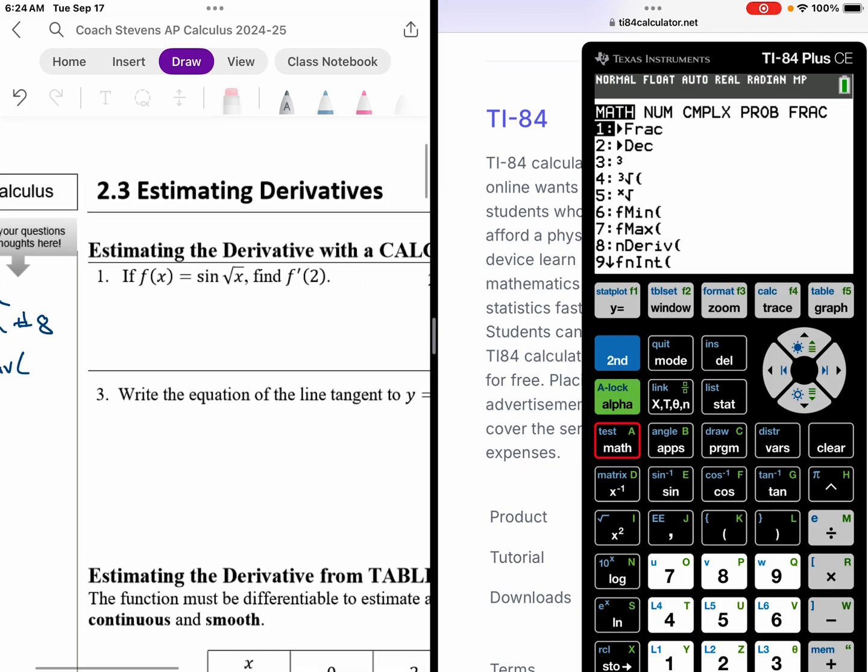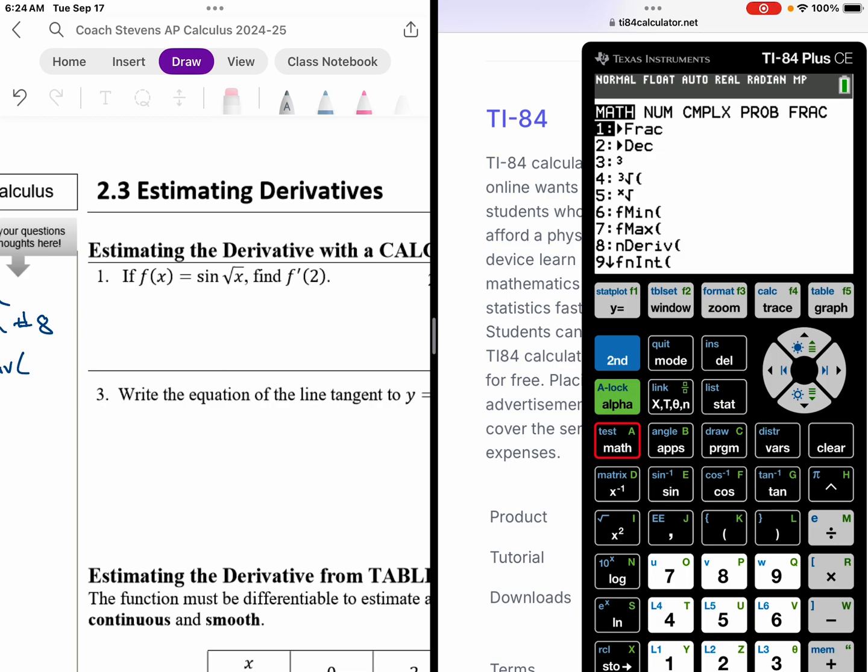So here we have this problem. It says if f of x is equal to sine square root of x, find f prime of 2. So again, we're trying to find that slope of the tangent line, so we want to evaluate it. Again, later on, we get to do this by hand, and it would involve doing the chain rule and some other stuff. So that's why we're using the calculator.